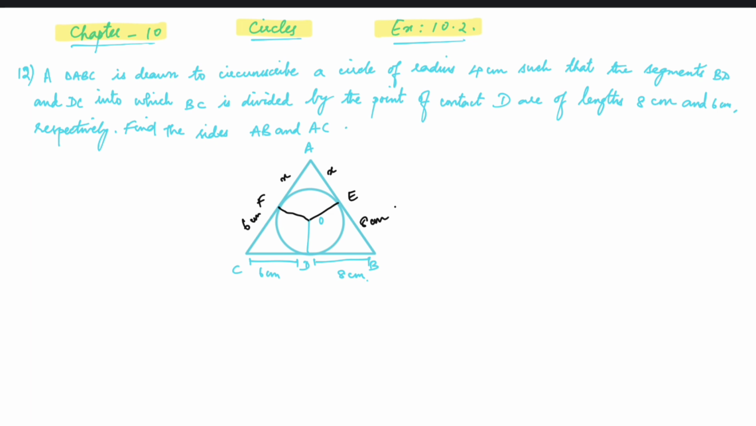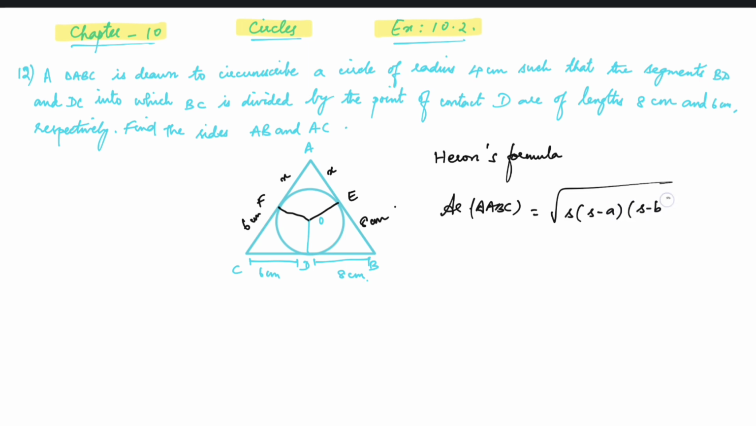We can find the sides by using the formula of area of a triangle. Area of a triangle is half into base into height. From 9th standard, we also know that area of a triangle can be found using Heron's formula. What is our Heron's formula? Heron's formula states that area of triangle ABC is equal to root of S into S minus A into S minus B into S minus C, where S is the semi-perimeter of the triangle and A, B, C are the sides of the triangle.